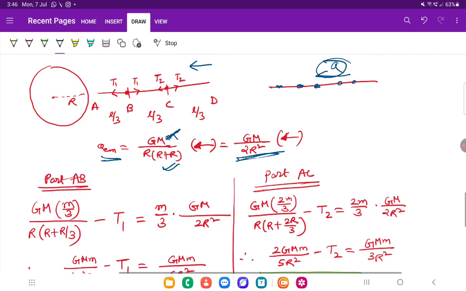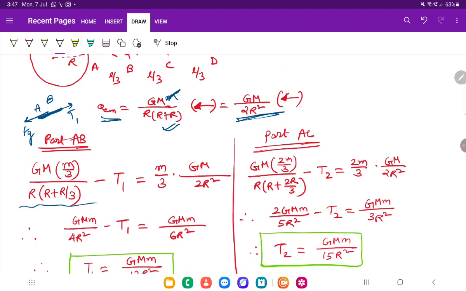Now we will just write the equation of motion for two parts. First we will do for part AB, I mean only this one part. So if you just observe the FBD of this part, you will get a gravitational pull of earth and there will be one tension. So if this is the AB part, there will be one gravitational pull, let's say FG, there will be one tension T1.